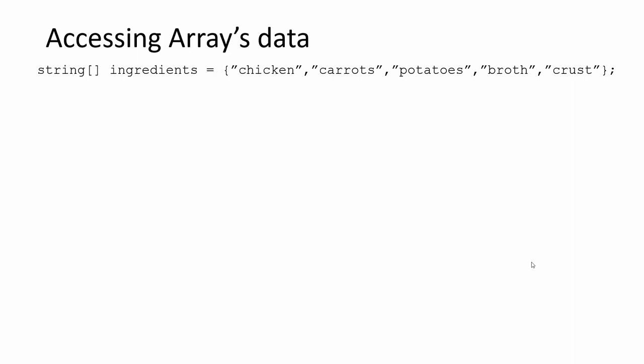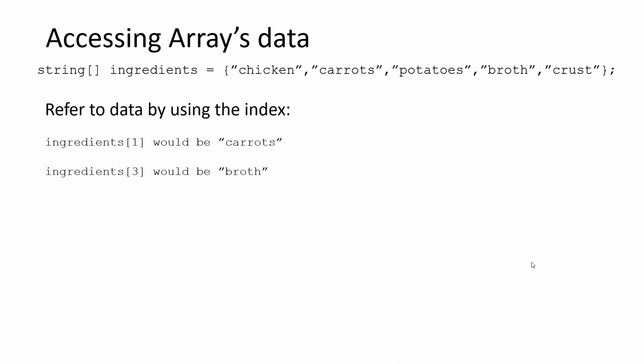So to access the array's data, and I have my ingredients array as an example up top, you can refer to the data by using the index. So if I write the name of the array with 1, that's the index, it would be carrots, because if it starts with 0, 1, this would be 0, 1 would be carrots. And 3 would be broth, so this would be 0, 1, 2, 3.